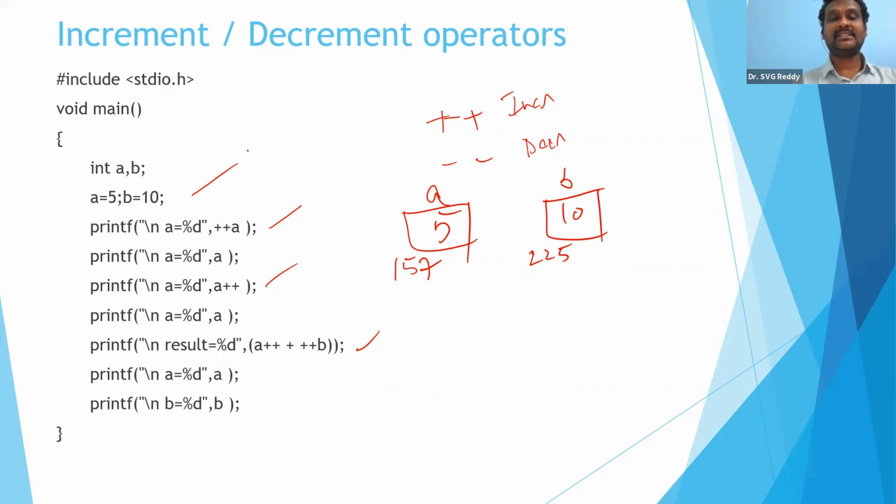Up to this, the job is done now: a is 5 and b is 10. Now, if it is plus plus a, it means pre-increment. Listen to the word. Pre-increment means increment before. Then obviously 5 will become 5 plus 1. Now it will become 6. I'm just writing below. So here it is 6.